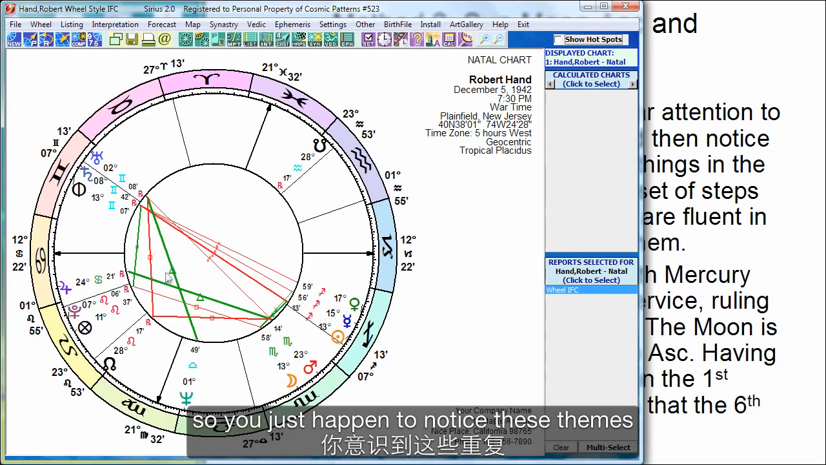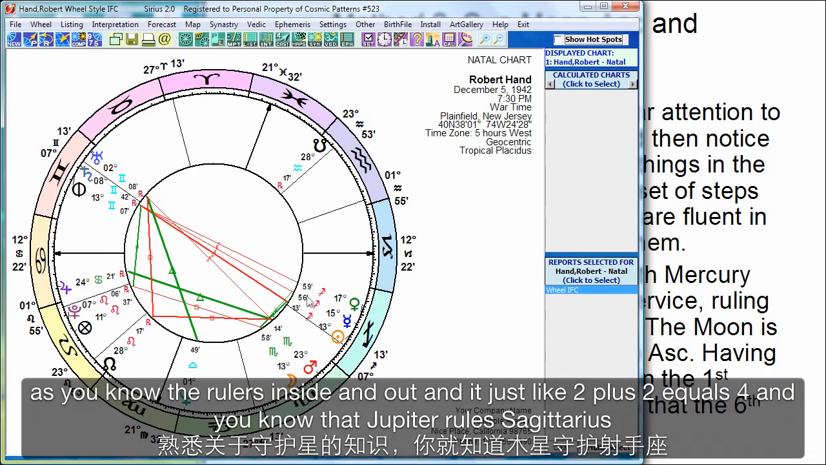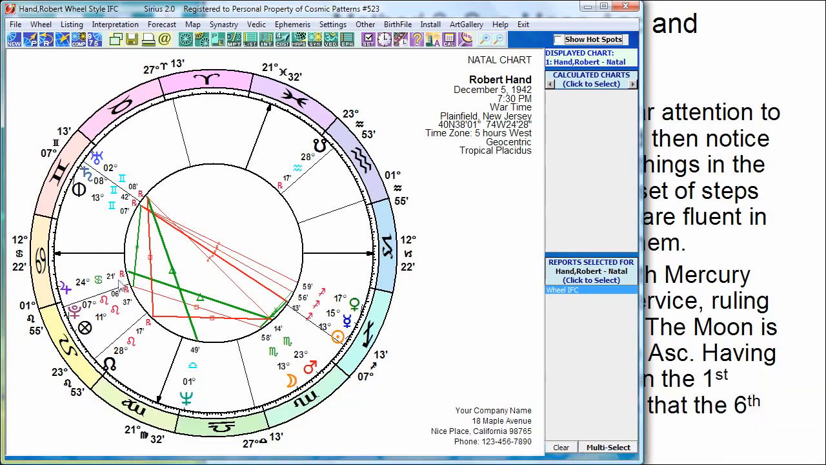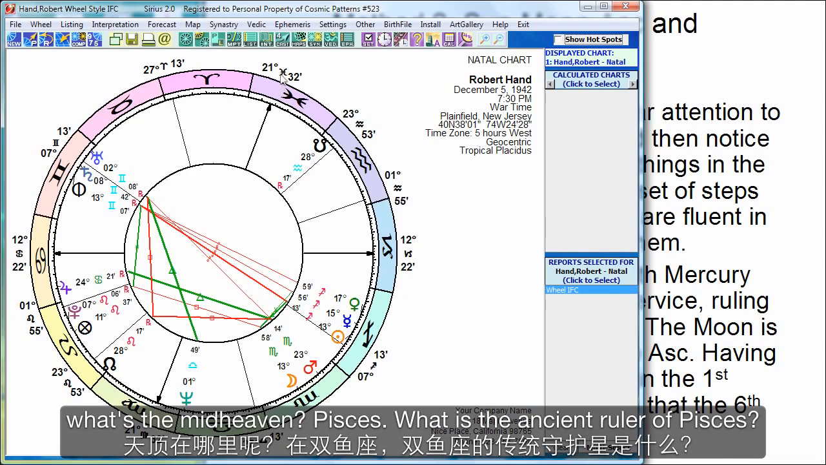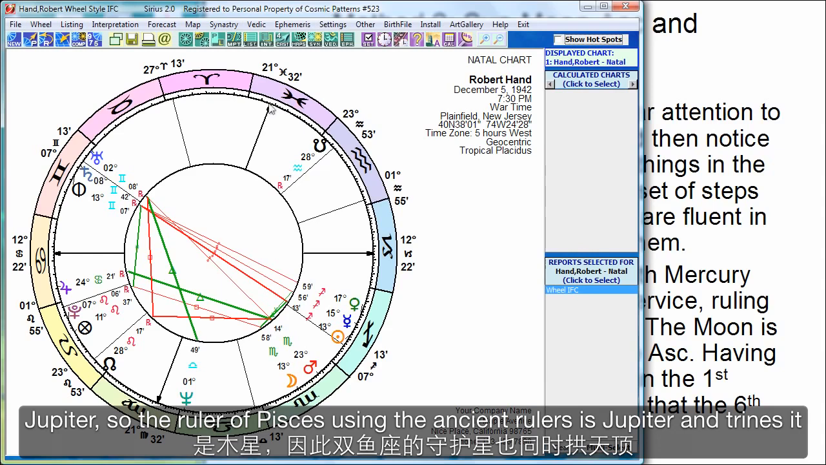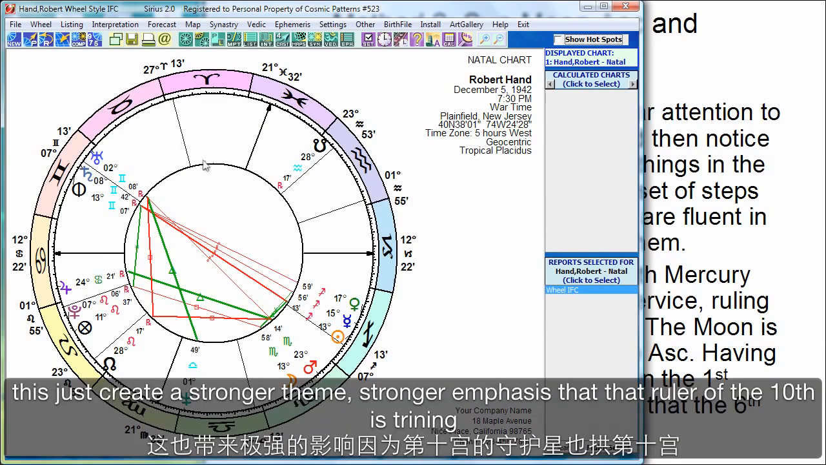So you just happen to notice these themes as you know the rulers inside and out, and it's just like 2 + 2 = 4, you know that Jupiter rules Sagittarius. And if you use the ancient rulers, that Jupiter trine the midheaven, what's the midheaven? Pisces. What's the ancient ruler of Pisces? Jupiter. So the ruler of Pisces, using the ancient rulers, is Jupiter, and it trines it. This just creates a stronger theme, a stronger emphasis, that the ruler of the 10th is trining the 10th house.